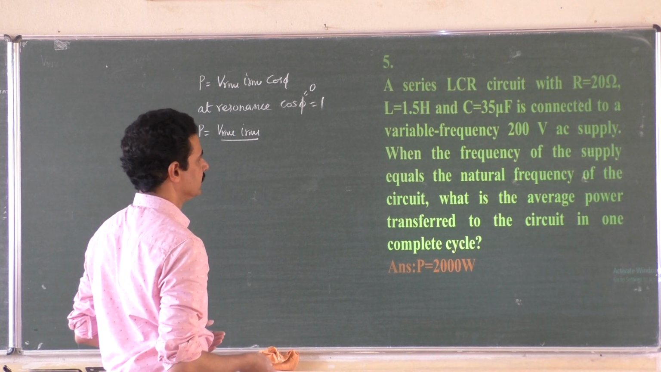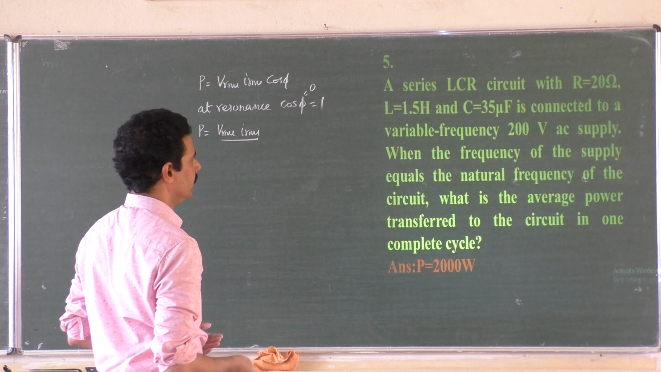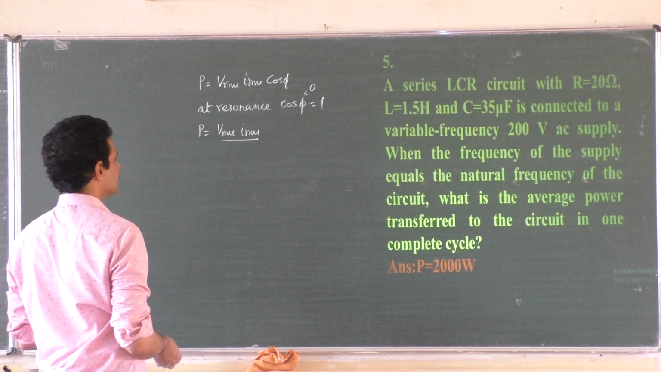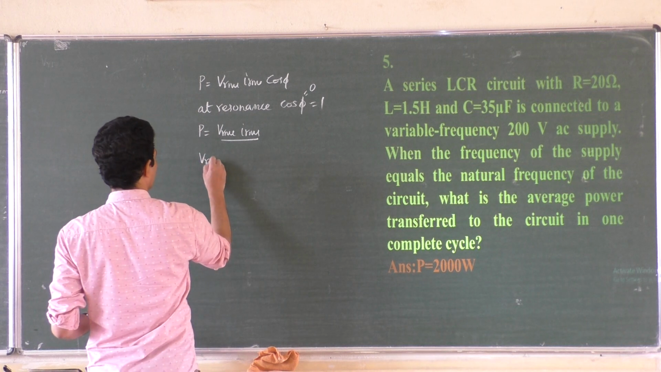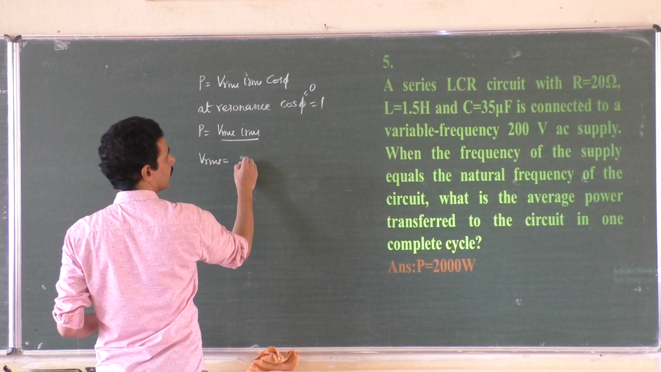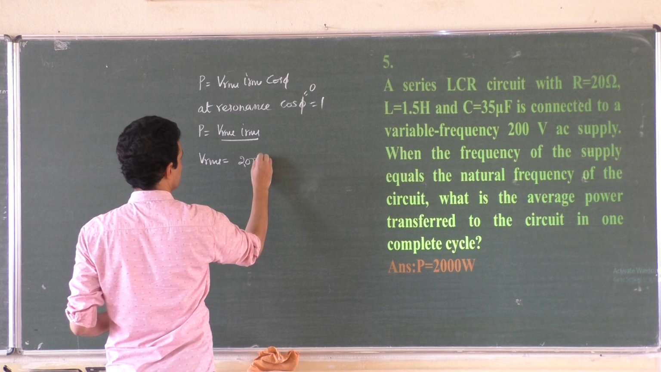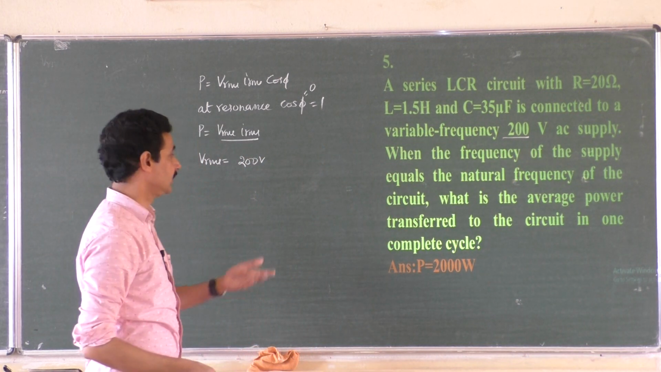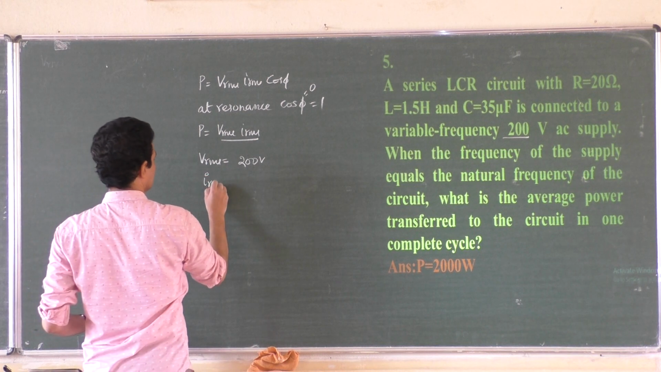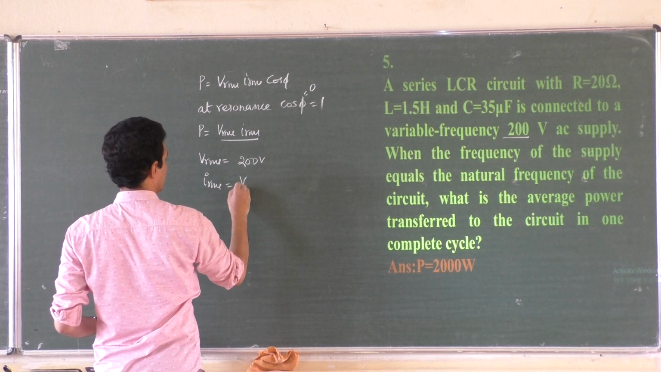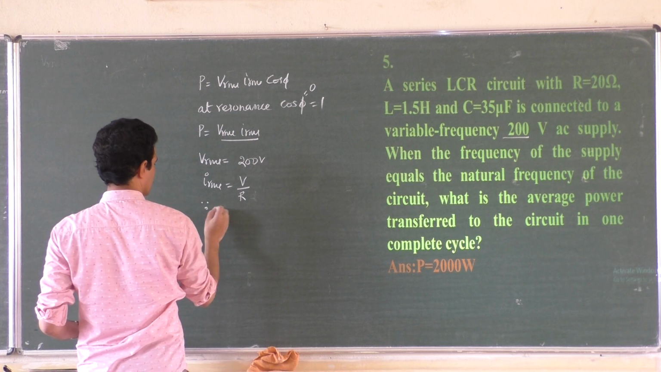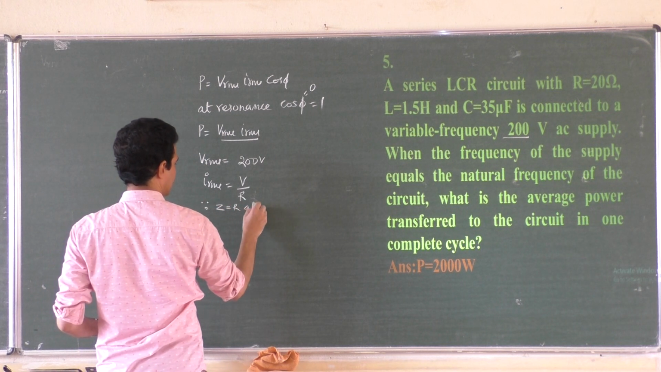VRMS is given, isn't it? 200 volt, when the frequency of the supply is equal to natural frequency. Now you have to find out what is IRMS. So VRMS is given, it is 200 volt. This one itself. What is IRMS? IRMS at resonance is very easy. IRMS at resonance is V by R because Z equal to R at resonance.